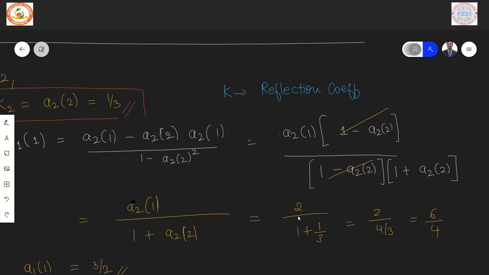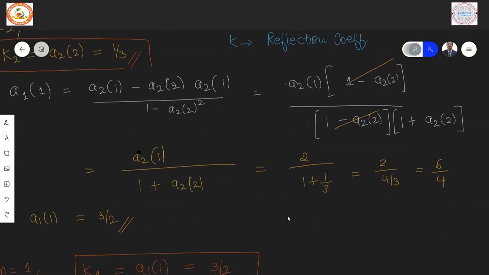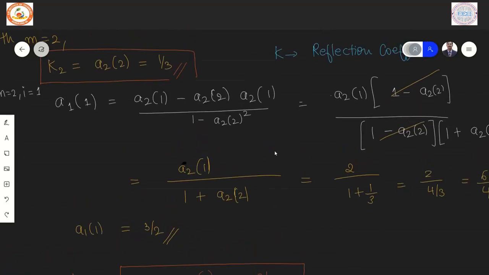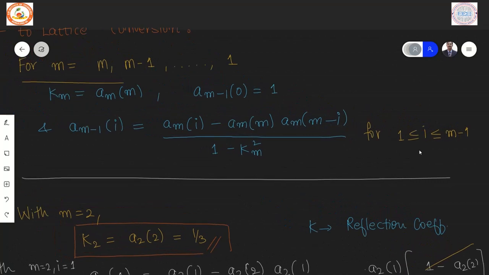And we know the values: A2 of 1 is equal to 2, A2 of 2 is equal to 1 by 3. Substituting and simplifying, we get the answer 6 by 4, which can be written as 3 by 2. So we have computed A1 of 1, which is equal to 3 by 2. Let us just check, have we tried it for all combinations of I? The value of m we are aware is equal to 2.